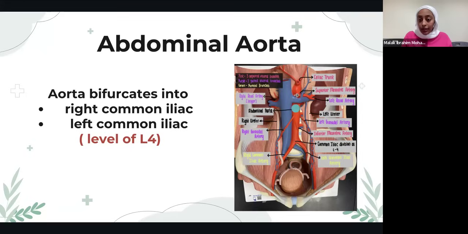So as we said, this is the aorta. It's going to divide into the right common iliac and the left common iliac. And it's very important to know at what level it divides. It will divide at the level of L4. And this is really, really important. I'm pretty sure you're going to get a question either for this one or the inferior vena cava. This one is at L4. So this is the abdominal aorta. It will divide into the right common iliac and the left common iliac.